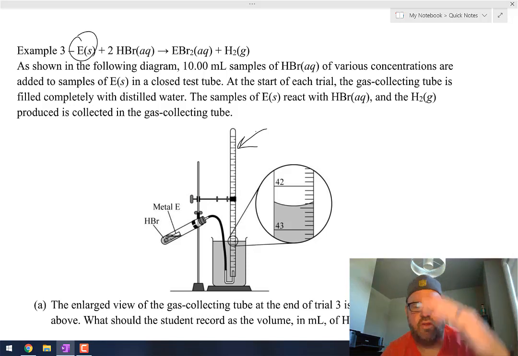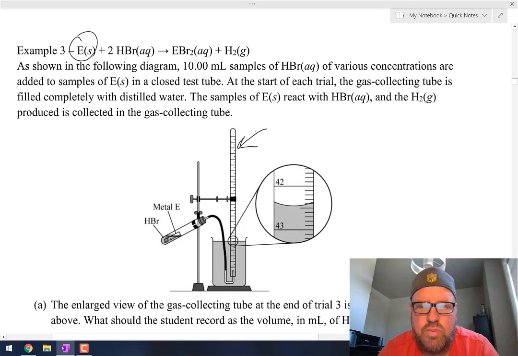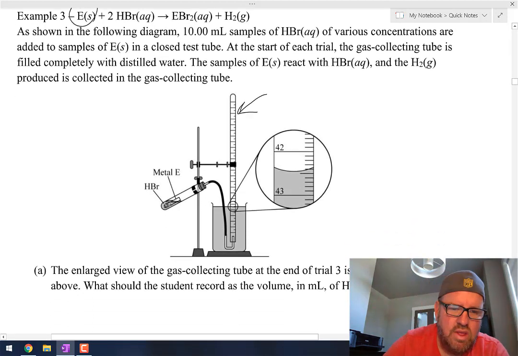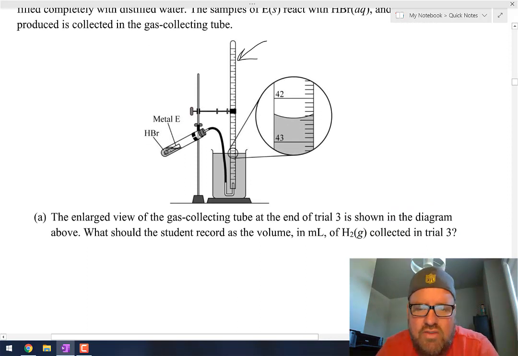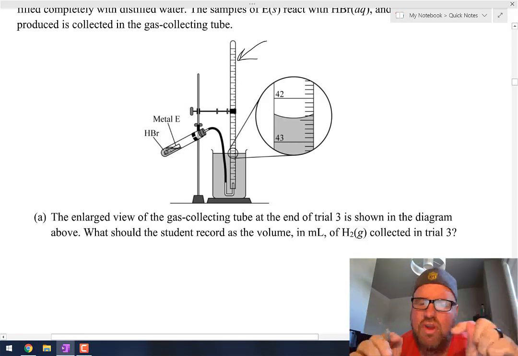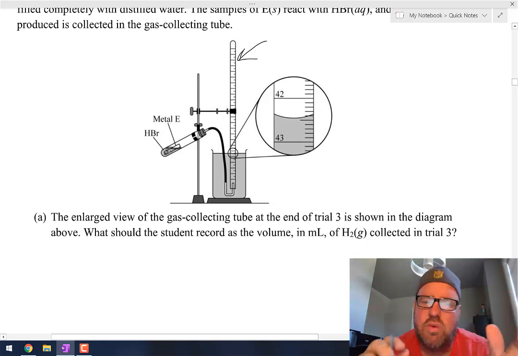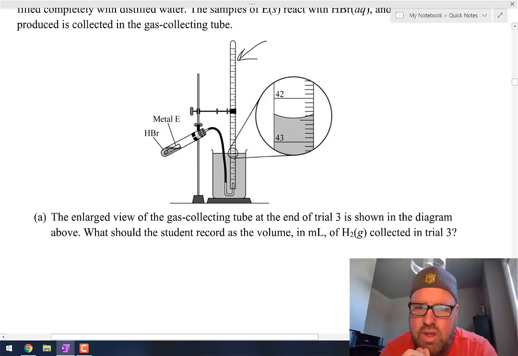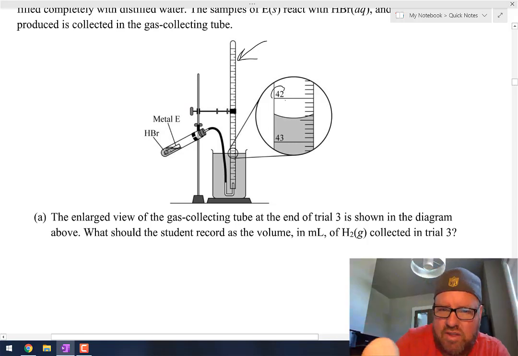Okay, so we know that the water is going to start to go down like we just talked about. The samples of E react with HBr, and the H2 is collected in the gas collecting tube. The enlarged view of the gas collecting tube at the end of trial 3 is shown in the diagram above. What should the student record as the volume in milliliters of H2 collected in trial 3? Here's where, and I think we've talked about this already, remember, you have to go out one space where you're guessing, where you're not sure. To me, this is definitely between 42 and 43, no question there.